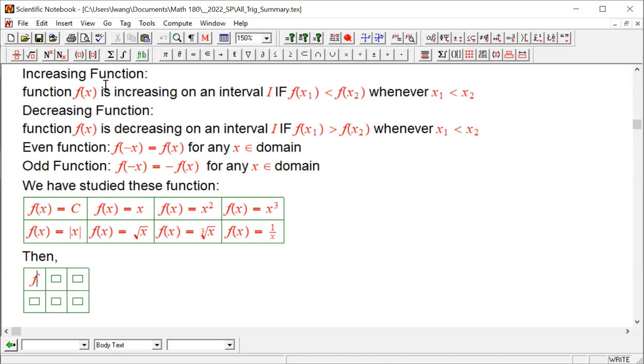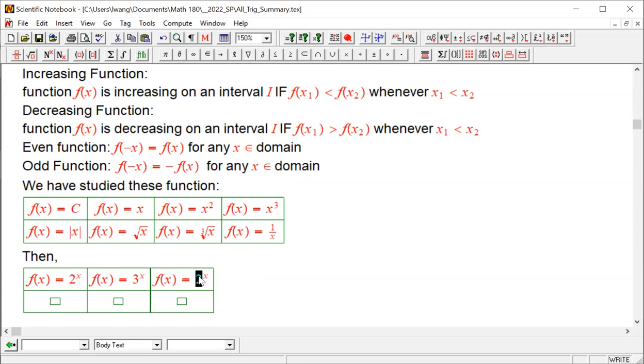We studied a function which is 2 to the power x, and a function which is 3 to the power x, right? And then we studied e to the power x. And we also studied that they each have an inverse. All of these functions are one-to-one: 2 to the power x, one-to-one; 3 to the power x, one-to-one; e to the power x, one-to-one. We studied their domain, range and their inverses.